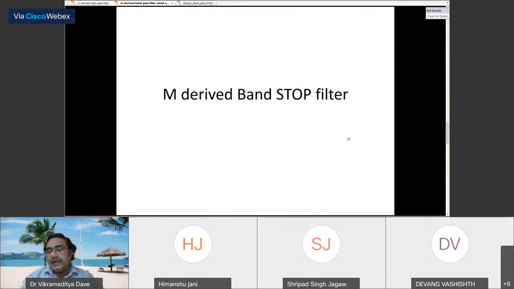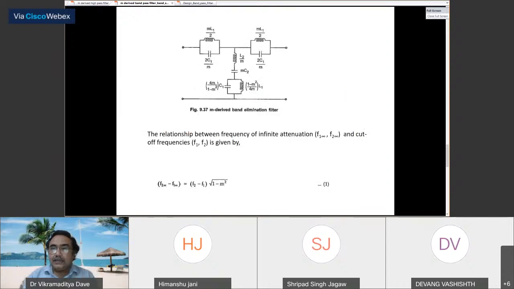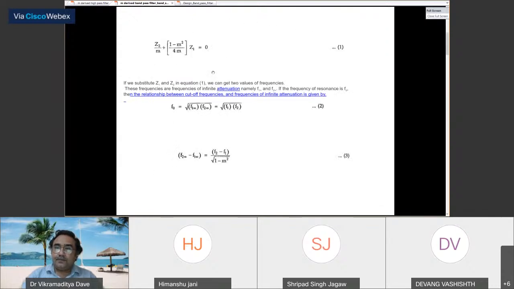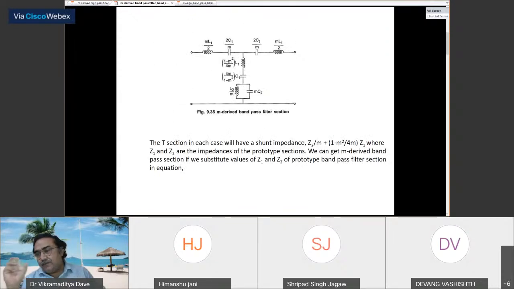Next, I directly switch over to the M-derived band stop filter, because you should not be confused with the formula and also the diagram. The diagram is also very clear. Here also, whatever is series will become shunt, and whatever is shunt will become series, the same thing as we derived in the band reject filter. Here the two sections are ML1 by 2 and twice C1 by M. Now you can see and compare, because generally such confusion arises during the examination about what should be there.